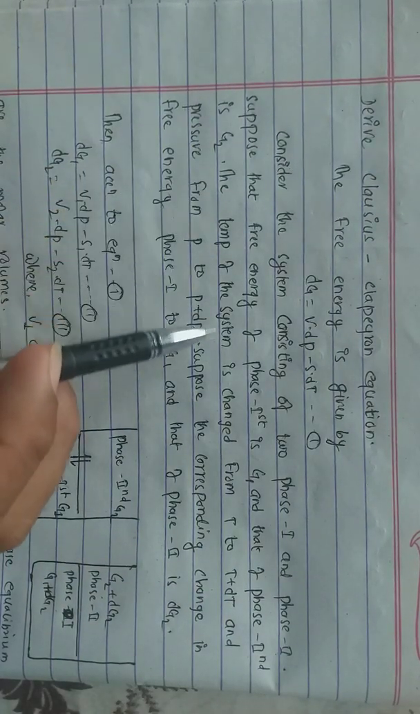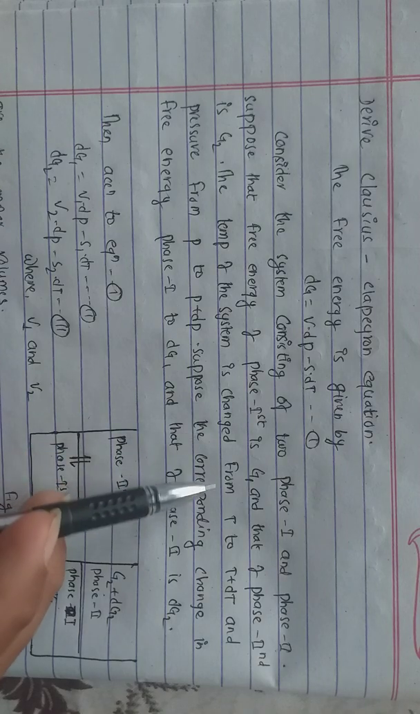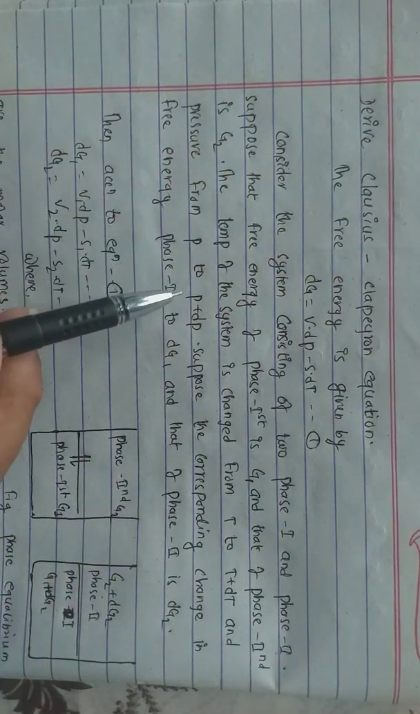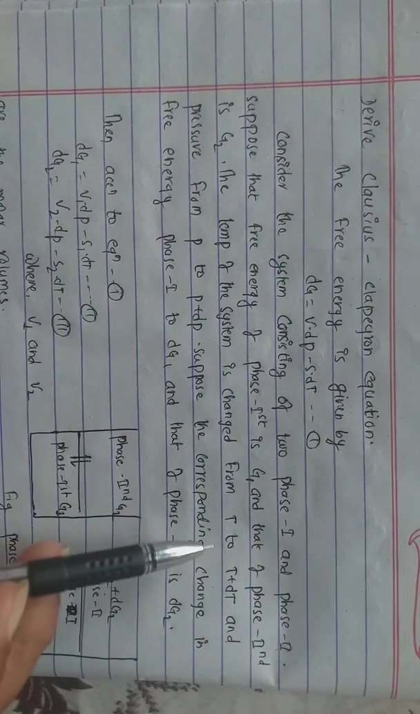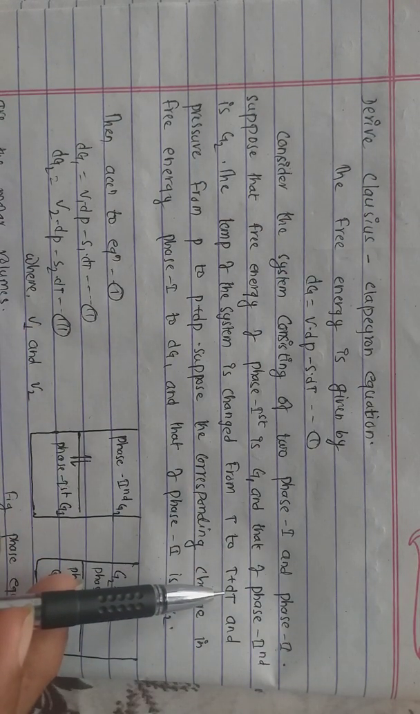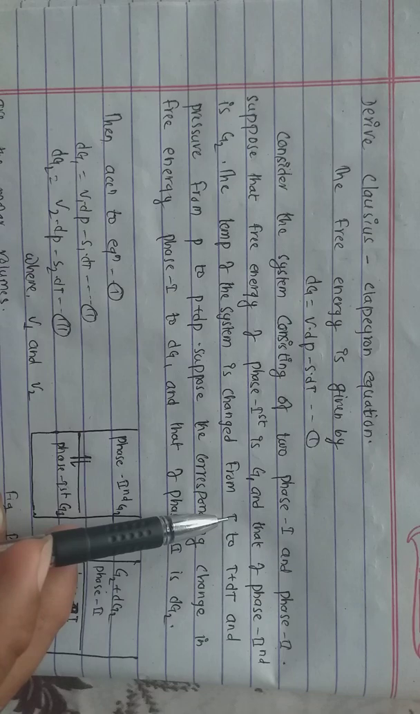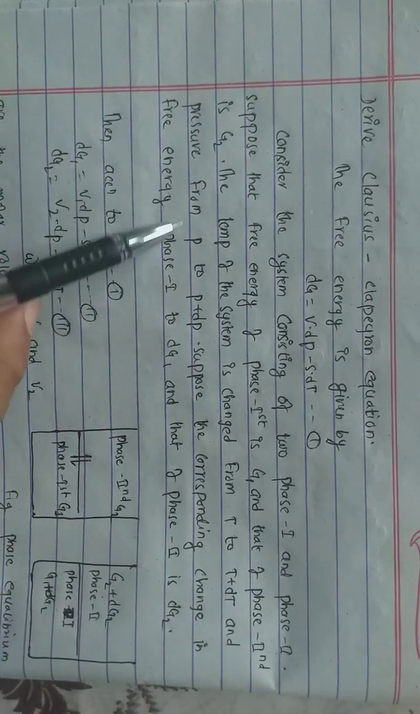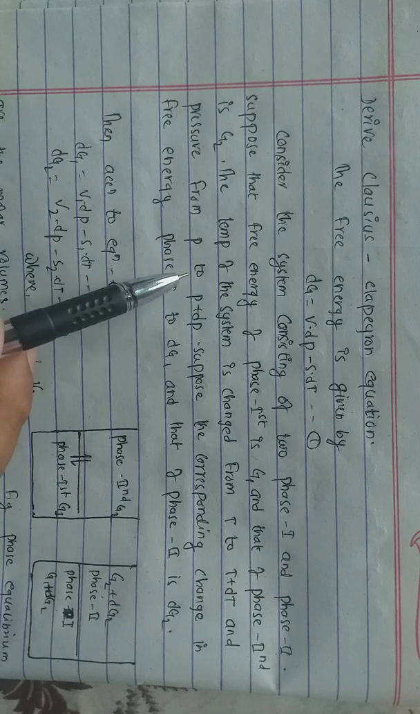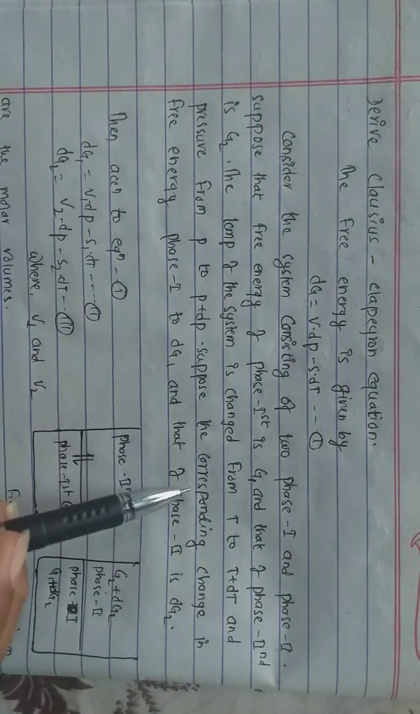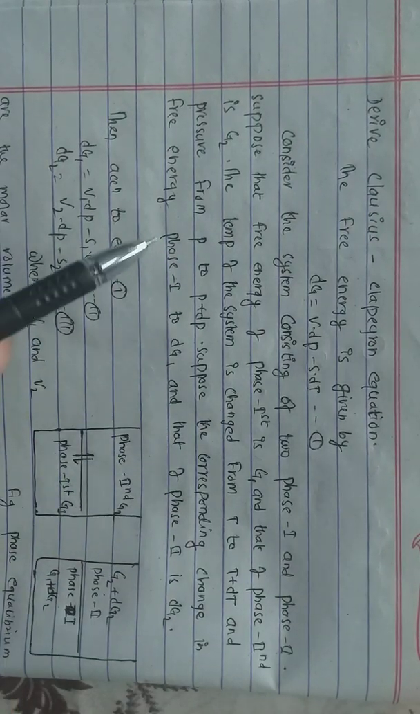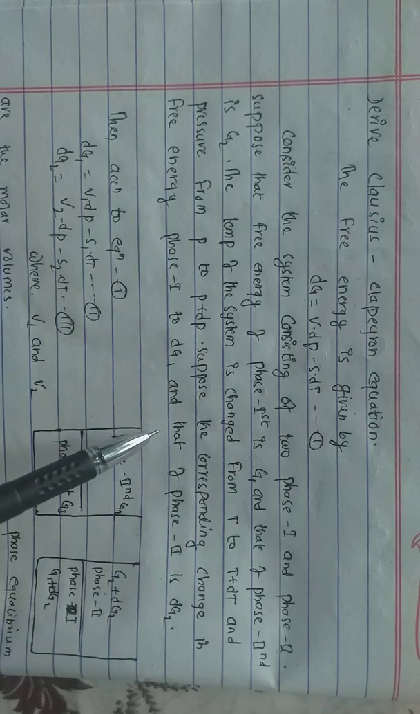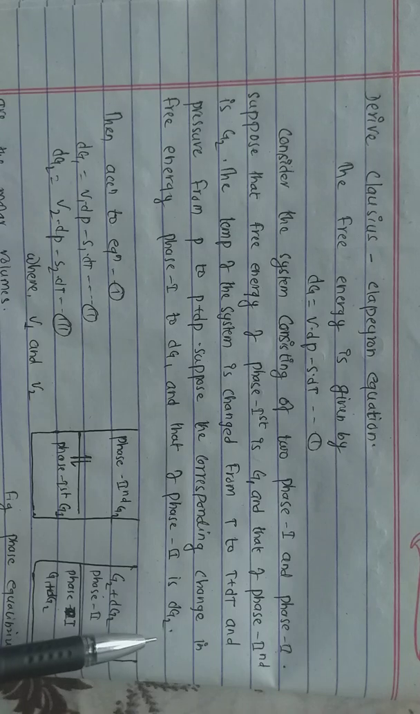The temperature of the system is changed from T to T plus dT and the pressure from P to P plus dP. Only a little amount of temperature is added, so that the temperature changes from T to T plus dT, and a very small amount of pressure is added, so that P changes to P plus dP. Suppose the corresponding changes in free energy are dG1 for phase first and dG2 for phase second.